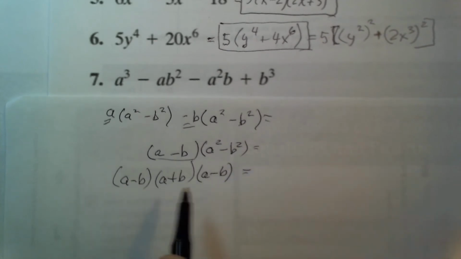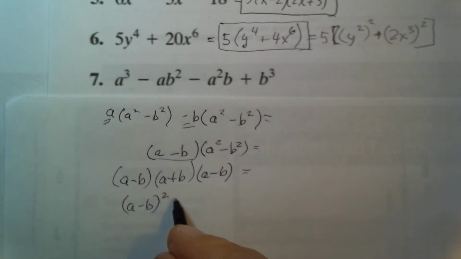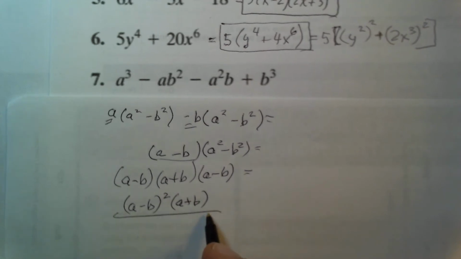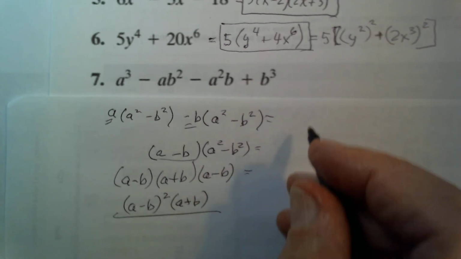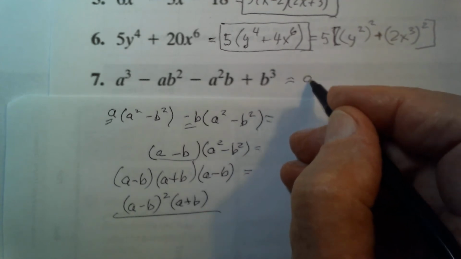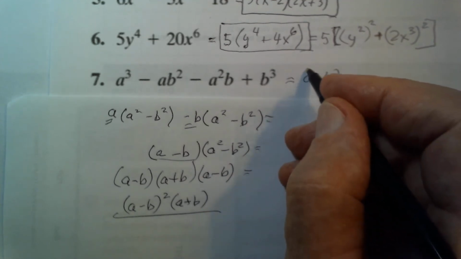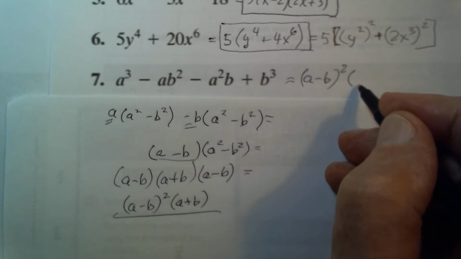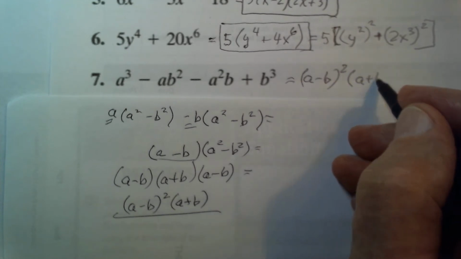And now we realize that we have two a minus b's here. So we have a minus b to the 2nd power times a plus b. So that's the final answer. Let me write this up here. So it's a minus b squared times a plus b.